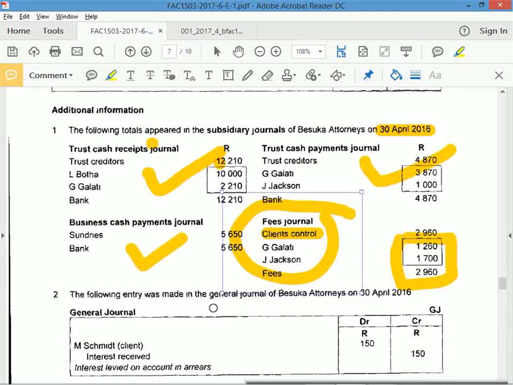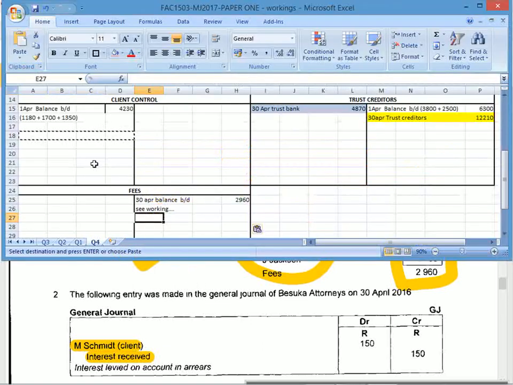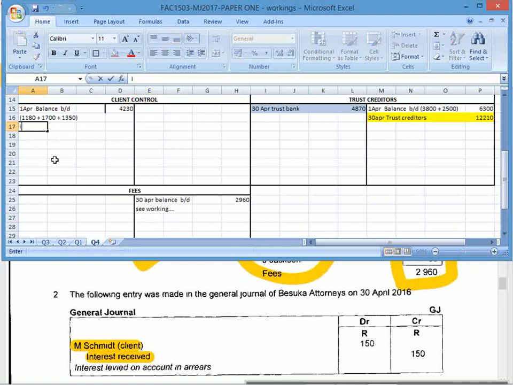The following general journal entry must be made. So M is a client, interest is received. Interest received on account in arrears. So what does that mean? Income or expense? Let's think about it. Okay, you're saying income, why? Okay, so the client is going to pay us more in the future. Right, so the client's control account must go up because of interest that you've received.